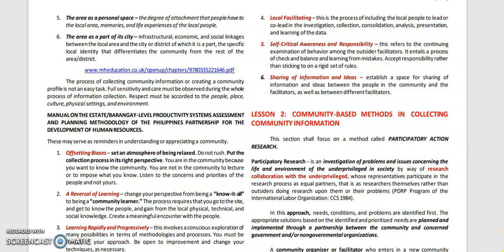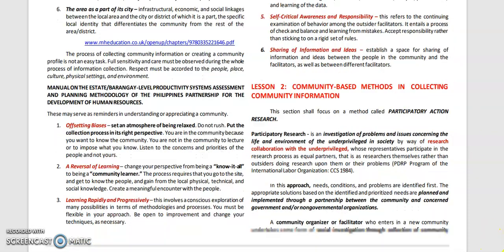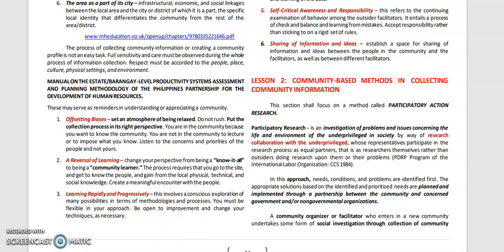Lastly, number 6, sharing of information and ideas. So, you have to establish a space for sharing of information and ideas between the people in the community and the facilitators, as well as between different facilitators. So, kinakailangan ay magkaroon tayo ng space for sharing. So, dapat ay ma-establish yun. Yung space for sharing natin ng mga information and ideas doon sa mga tao na nasa komunidad.